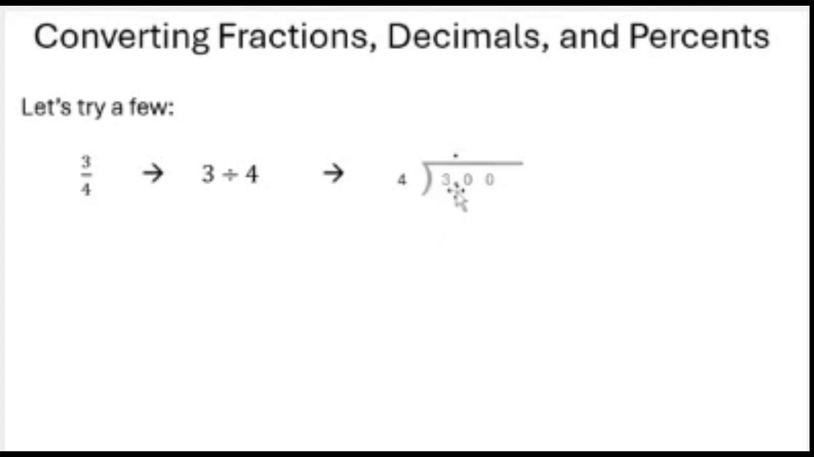So 4 goes into 30. Look at your times table. How many 4s fit into 30? 4 times 7, you'll see, is 28.